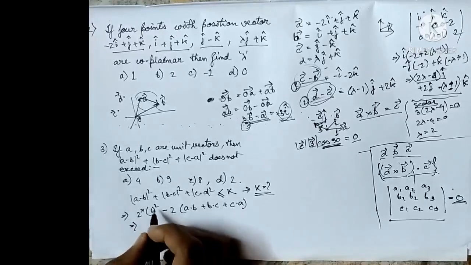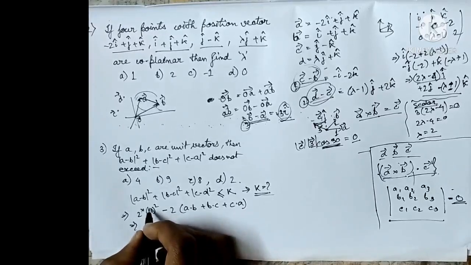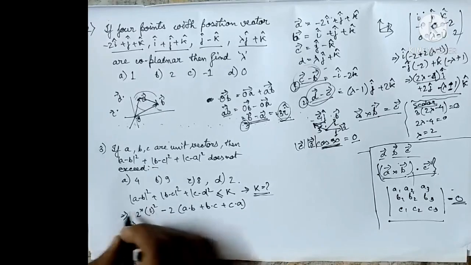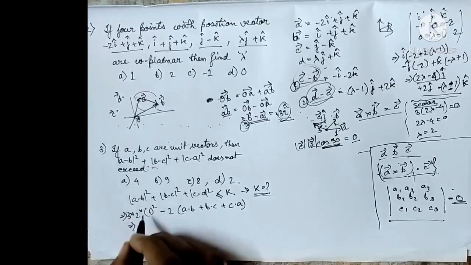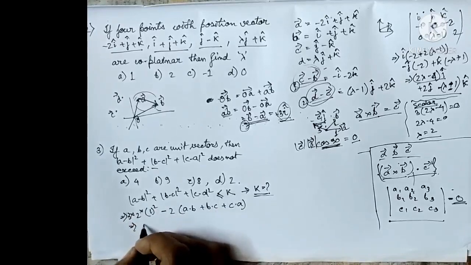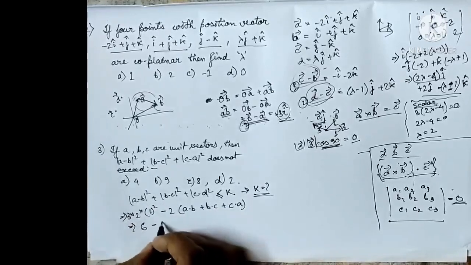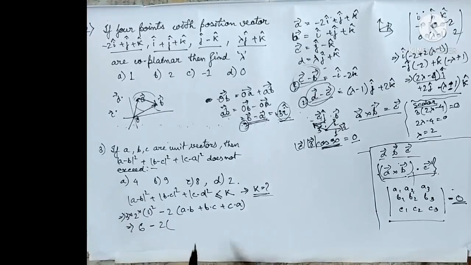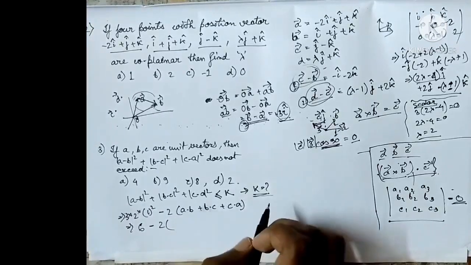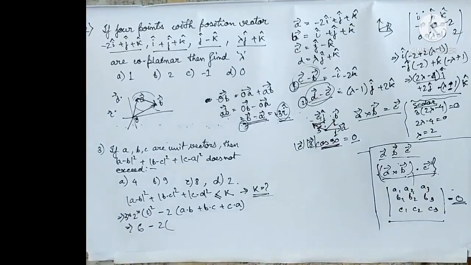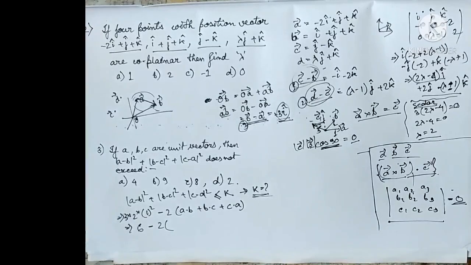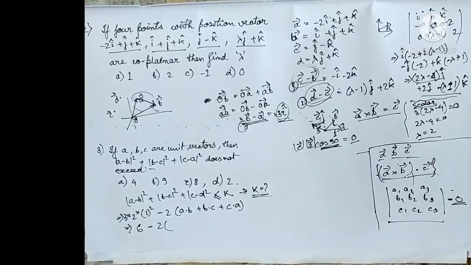I think I did something wrong. So it is 3 into 2, that is 6, minus 2 into a dot b vectors. Okay, let's think on this one.